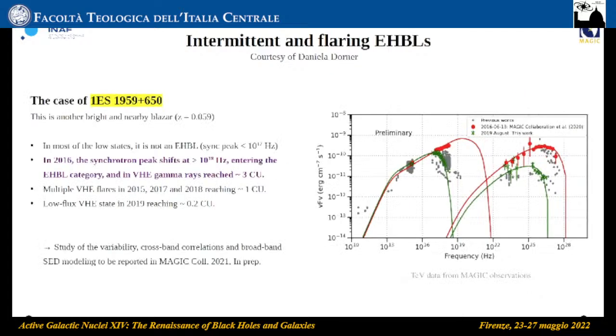Let me now mention also 1ES1959, it's a very well-known blazar, very nearby. It's another source that is not an extreme blazar when in low state, but it is when it's flaring. It's a blazar that flares to very, very high fluxes in several episodes, several flaring events. And also in this case, you see that it becomes an extreme blazar clearly when flaring.